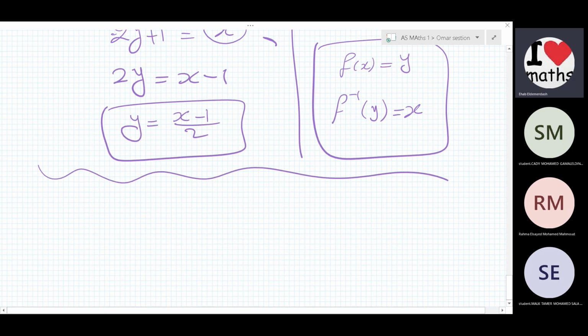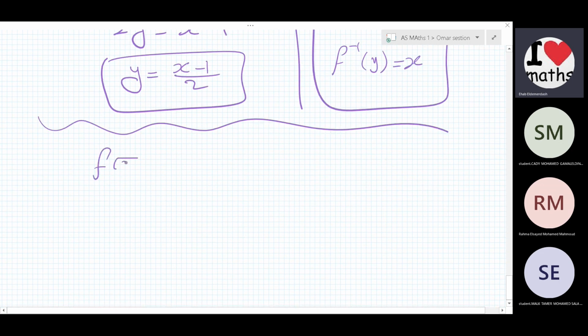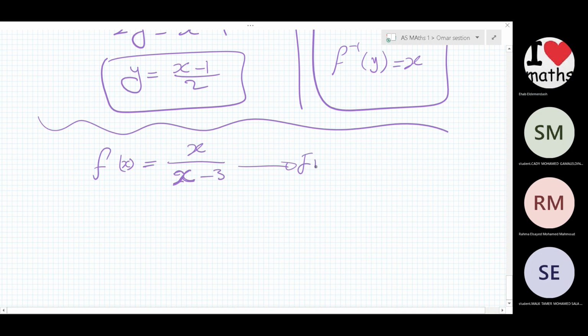Let's try to do one question on your own. If I said f of x is equal to x over x minus 3. Come on, guys. If I have this equation, f of x equal to x over x minus 3, find the inverse of x. Come on, guys, try to find the inverse of x. Come on, try to do it.